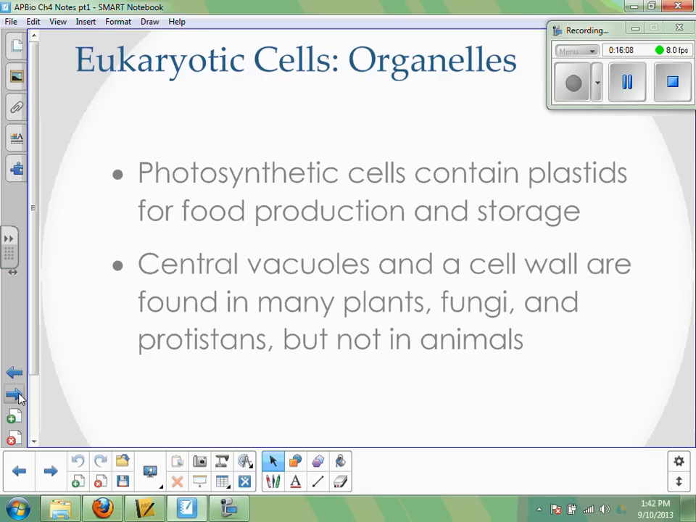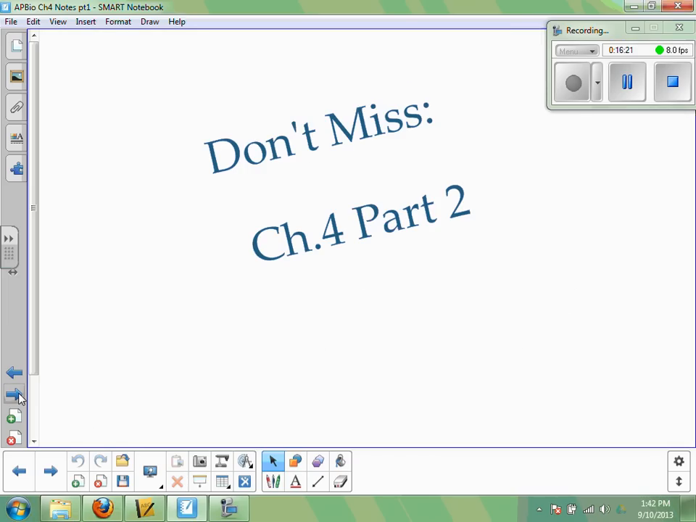Not always the same, but what cell walls always have in common is it's kind of a rigid structure that doesn't really serve any purpose other than giving shape and support to the cell. It's a non-living structure, just kind of like a box that the cell lives in. So that's our first part of chapter 4. In part 2, we will go into more detail on the organelles, what they look like, some of their structures, and a little more detail on their functions.